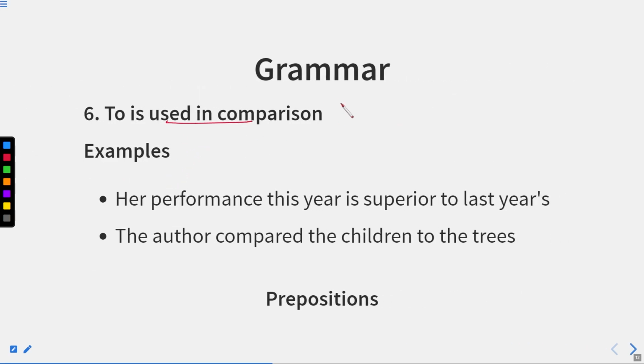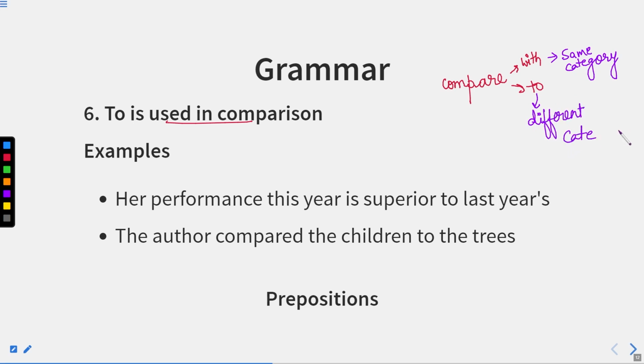To is used in comparison. Now this part is very, very important. You should keep two things in mind whenever we use the verb compare. It can be followed by two prepositions, either with or to. Whenever we compare things in the same category, we use compare with. But whenever we compare two things of different categories, we use compare to.